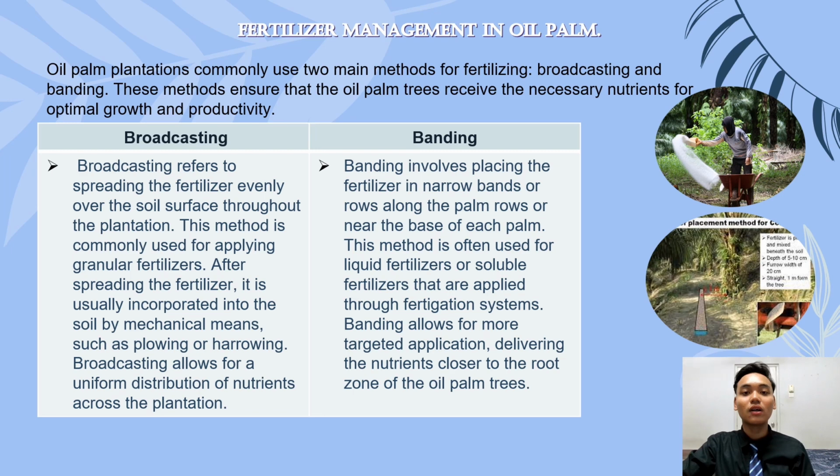Next, I talk about banding. Banding involves placing the fertilizer in narrow bands or rows along the palm rows or near the base of each palm. This method is often used for liquid fertilizer or solid fertilizer that is applied through fertilizer systems. Banding allows for a more targeted application, delivering the nutrients closer to the root zone of the oil palm trees. So, this is an example picture of the methods for fertilizing.